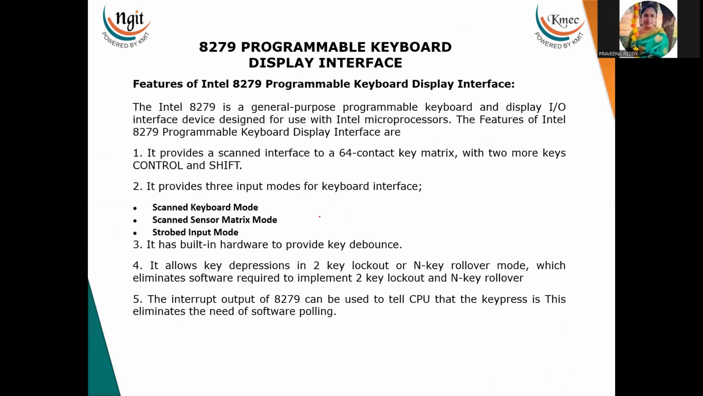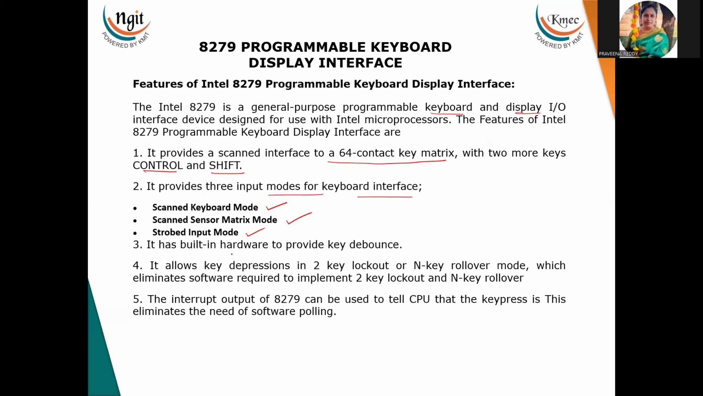Now we will see a few features of 8279. This is used to interface the keyboard and display. It provides a scanned interface to a 64 contact key matrix with 2 more keys, control and shift. It provides 3 input modes for the keyboard interface: scanned keyboard mode, scanned sensor matrix mode, and strobed input mode.